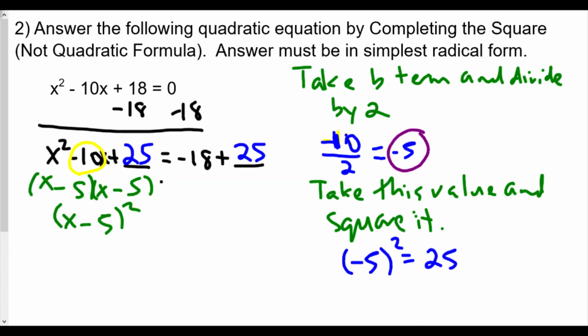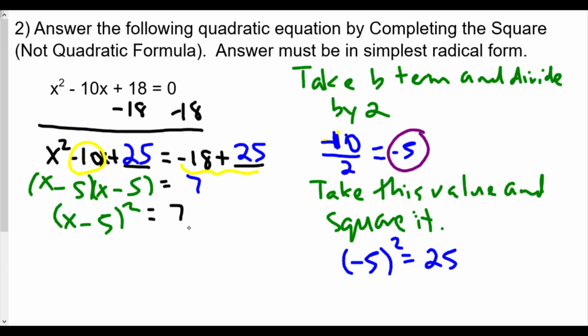On the other side, we're going to simplify, in this case, the negative 18 and 25, and we get 7. So we have, in this case, x minus 5 squared equals 7. Okay, so now the equation hasn't really changed in value. It's basically the same thing, except the left side and right side are both equal to each other.